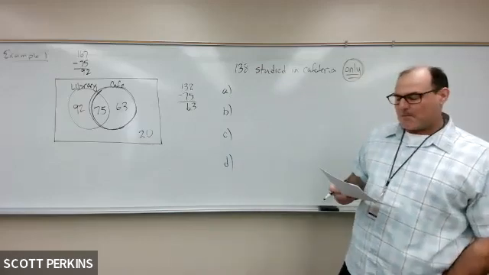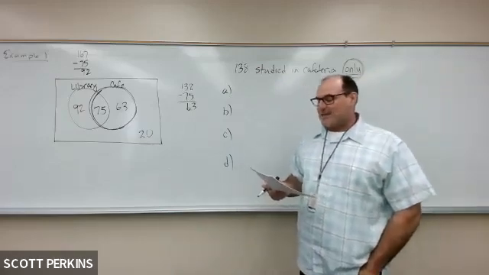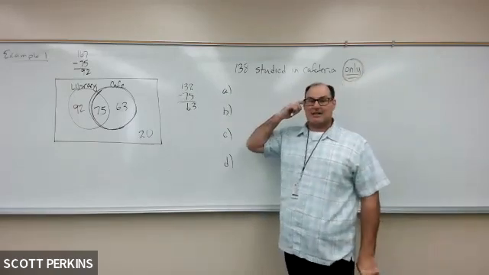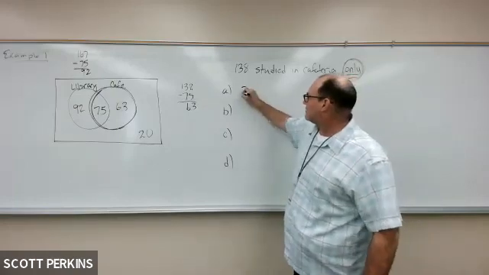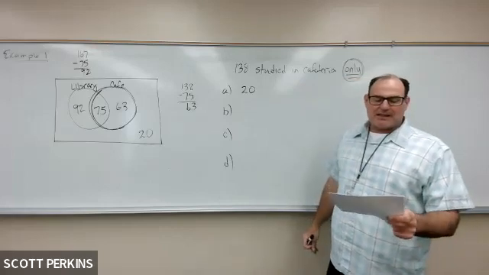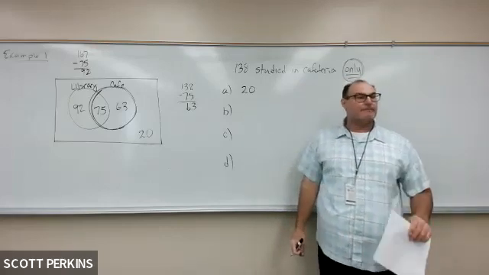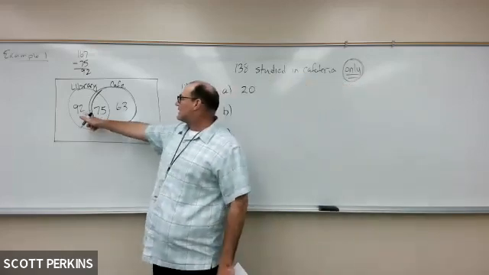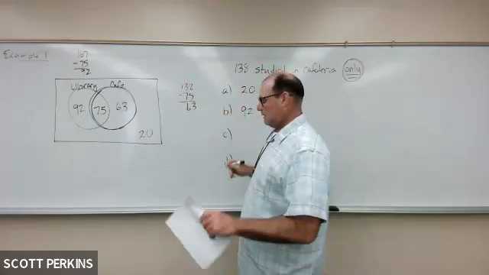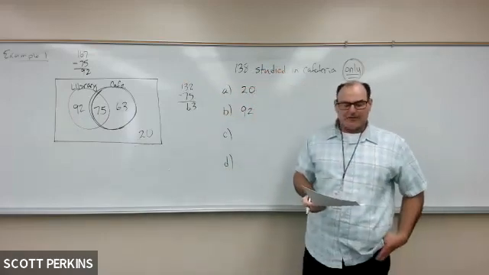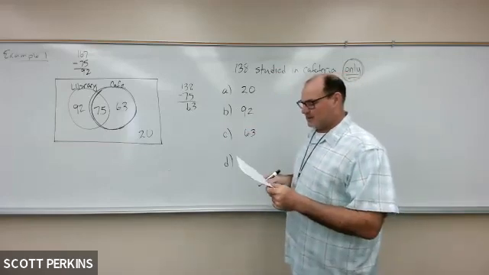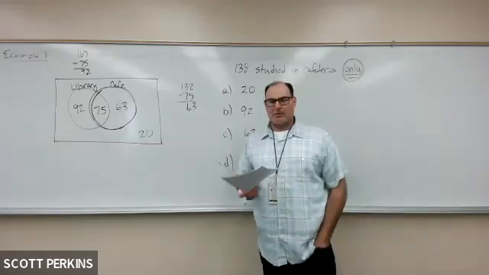So A says, how many students did not study in either the library or the cafeteria? So what number up there represents the students who didn't study in either place? The 20, yes. So that means 20 right there. Great. The next question says, how many students studied in the library but not the cafeteria? Okay, that's these 92. That's the library onlys. They have nothing to do with the cafeteria, so 92. Similarly, how many studied in the cafeteria but not the library? Okay, 63.